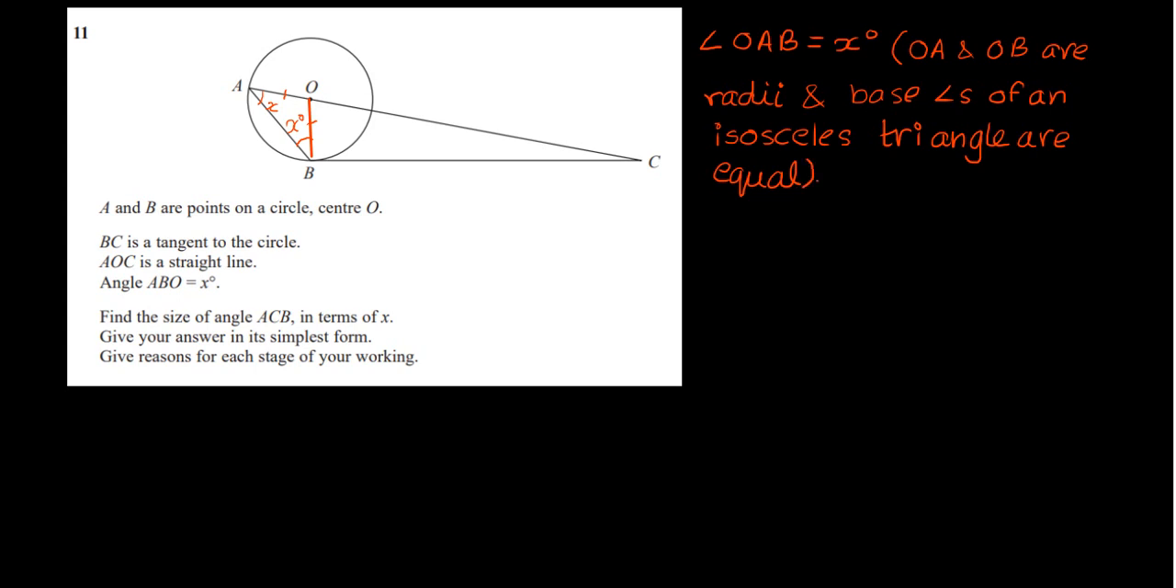Okay, now I can see this angle here is 90 degrees. So angle OBC is 90 degrees. And the reason for that is, you see, BC is a tangent and OB is a radius. And there's a circle theorem that states that radius and tangent meet at 90 degrees.